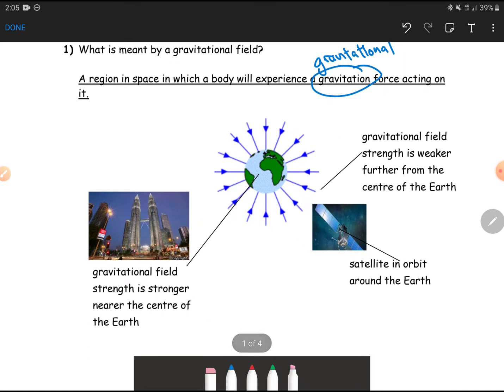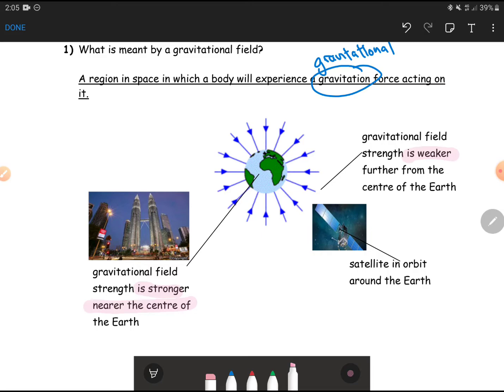So as you can see in this picture, for the Earth itself, the gravitational field is stronger when you are nearer to the surface of the Earth, actually nearer to the center of the Earth itself. If you are very near to the center when you're on the ground, the field strength will be stronger. And if you are very far away from the center, for example if you are in space or near the atmosphere, the gravitational field strength will be weaker.